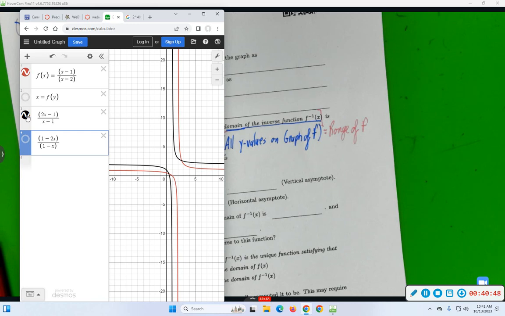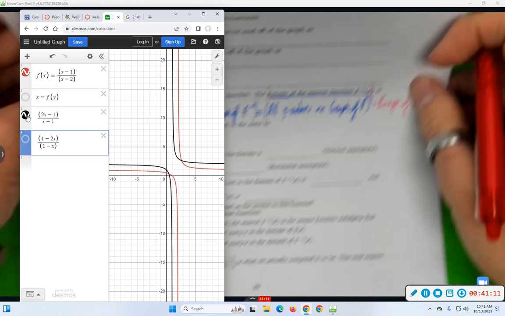Let's check the opposite. What's the only thing not in the domain of the inverse function? 1? Is that the same thing as the only thing not in the range of the original? Awesome. This check holds up. Domain and range actually swapped.